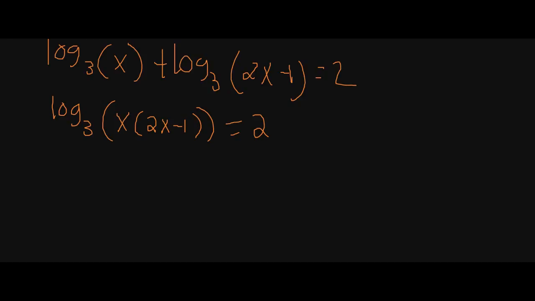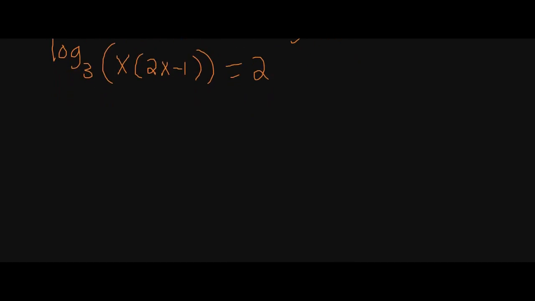Now we just distribute it out inside. If you want to, you could do that right now. And we're going to get log base 3 of, well, x times 2x is going to give me 2x squared, and x times negative 1 is going to give me minus x here. And this is all equal to 2.